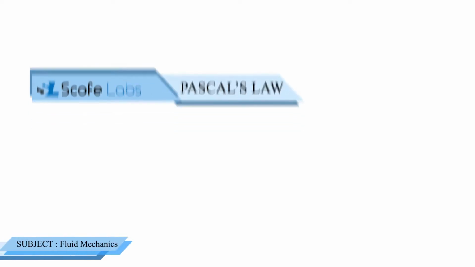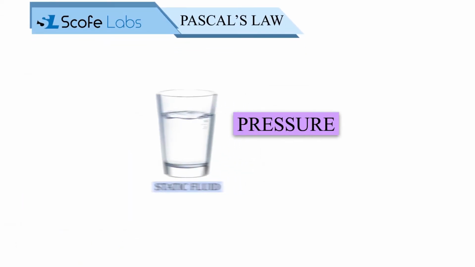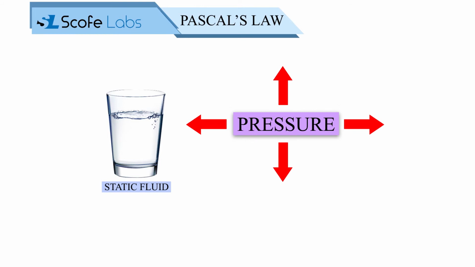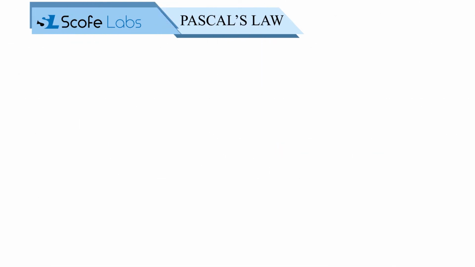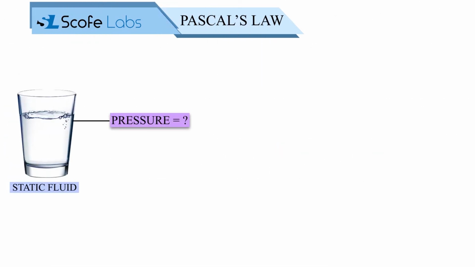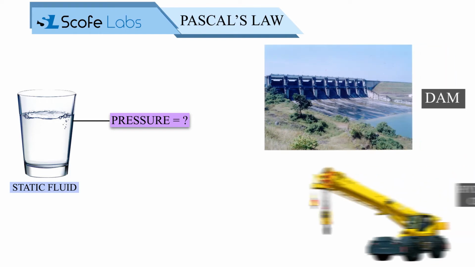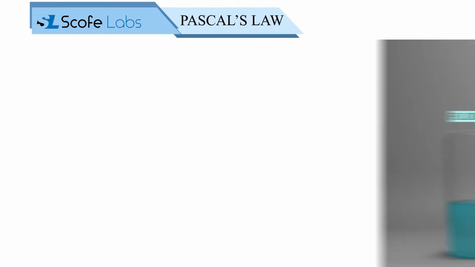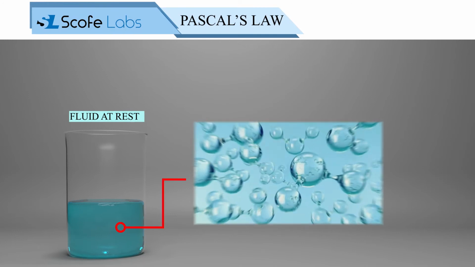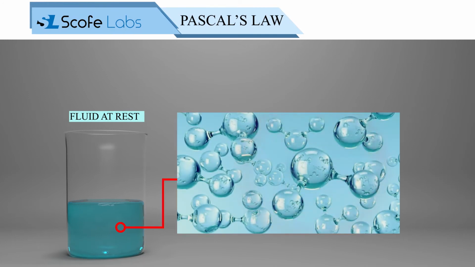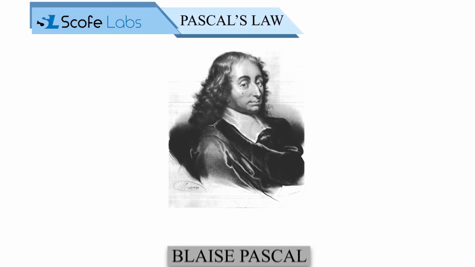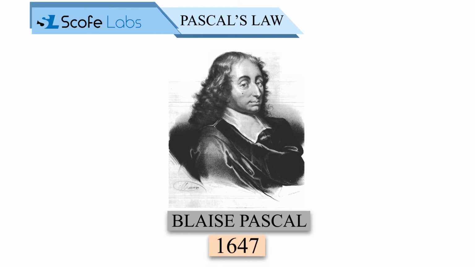Pascal's law deals with the pressure related to the static fluid from various directions. Knowing the pressure of static fluid is important in the design of dams, hydraulic cranes, etc. Pascal's law states that a change in pressure at any point in an enclosed fluid at rest is transmitted undiminished to all points in the fluid. It was derived by French mathematician Blaise Pascal in 1647.